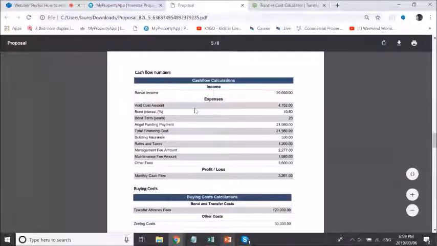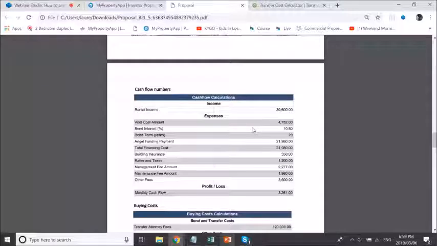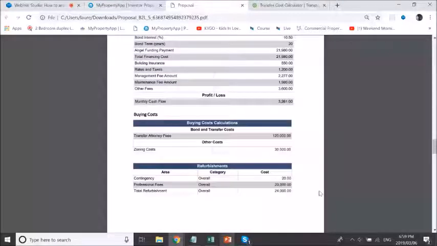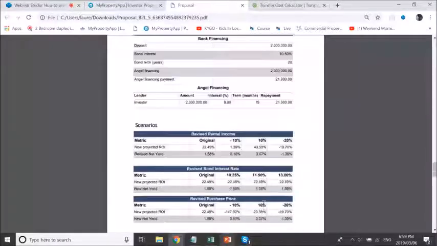So here's the numbers, rental 39. It tells you the void, the bond, the angel financing, the insurance, rates and taxes, management, maintenance, all the expenses, telling you that at the end of all expenses, this will be the cash flow of the deal. Then because it's the detailed proposal, it also shows you what the buying costs are, the refurbishments, how they've been broken down. It also tells you the financing costs as well as the scenario.